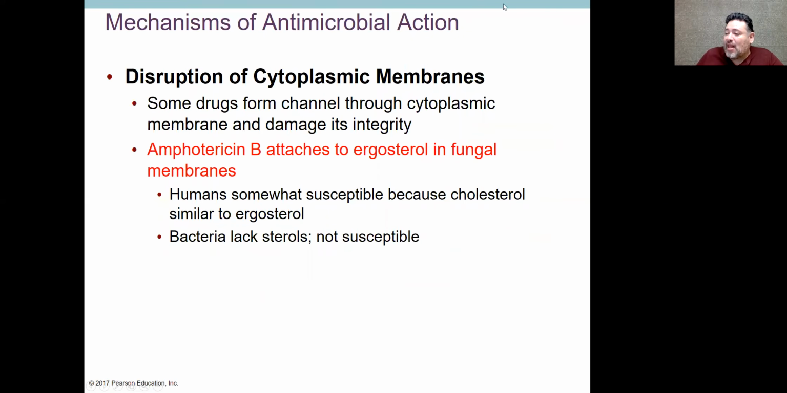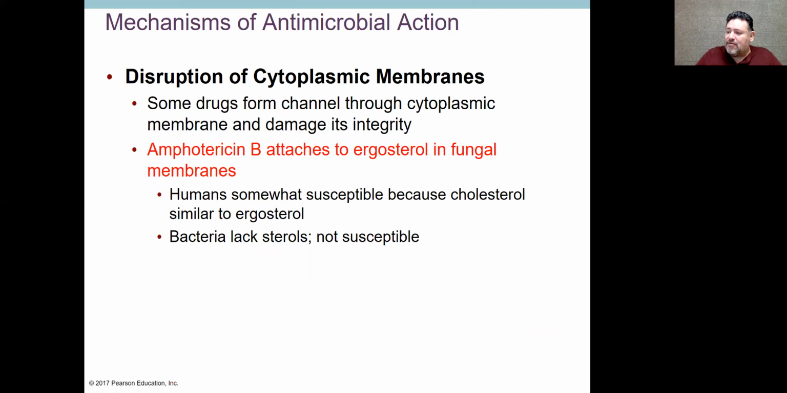Now we're going to look at membranes. Okay. So now we're not looking at the inhibition of proteins. Now we're looking at a different mechanism. And what we're going to do is we're going to disrupt cytoplasmic membranes. Effectively, what we're going to do is we're going to cause holes to appear in them. Okay. So here we have amphotericin B. And what this guy does is it attaches to a cholesterol molecule in fungi.